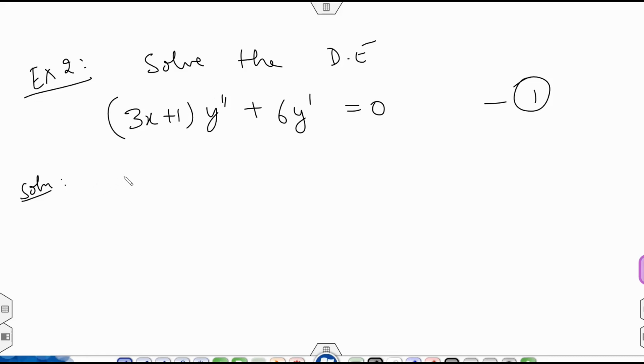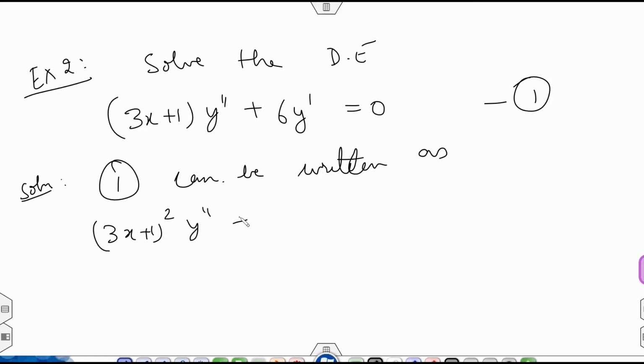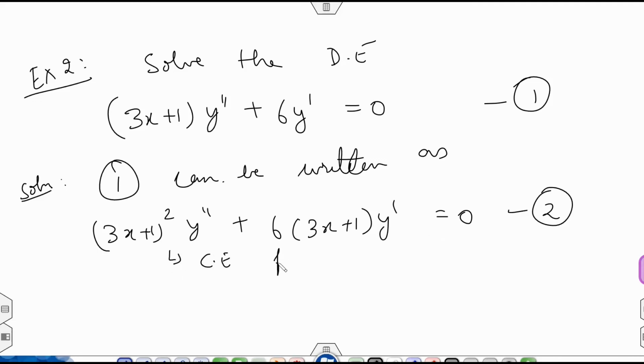So how can we make it into the form of Cauchy-Euler? We multiply the entire equation by 3x+1. So I will write it as (3x+1)² y'' plus 6(3x+1) y' equal to 0. Now it is in Cauchy-Euler form. Now how will you solve it? Put 3x+1 equal to e to the power z.